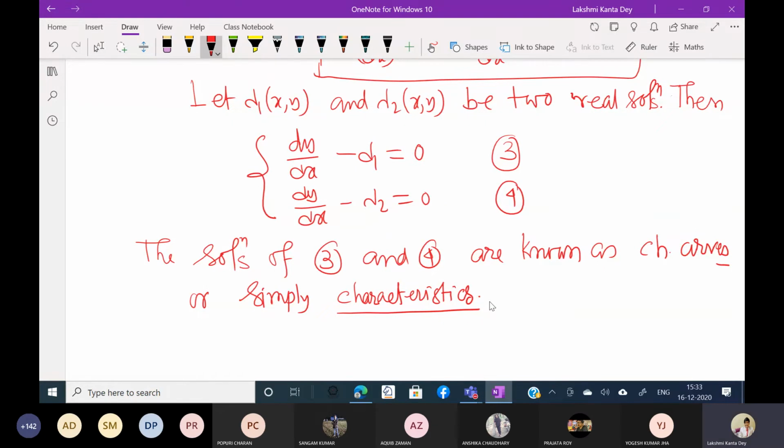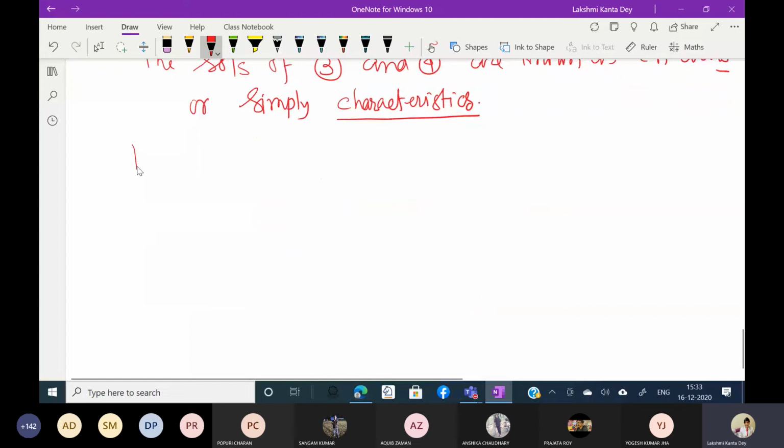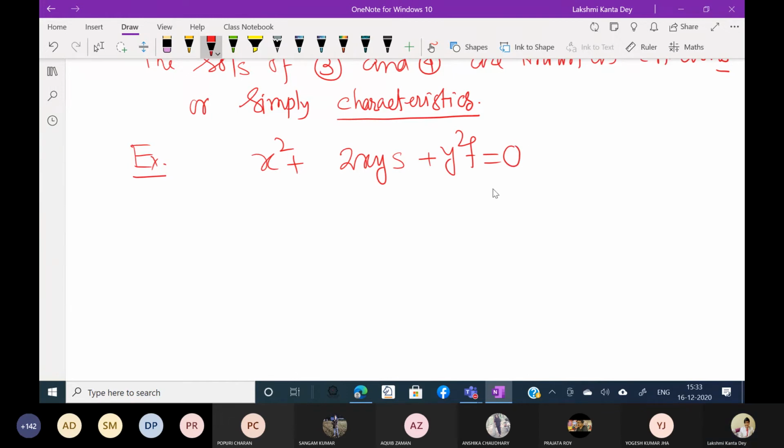Okay, let's say we have to find, I like to give one example here. We have to find characteristics of x square r plus twice x y s plus y square t equal to 0. Find the characteristics.